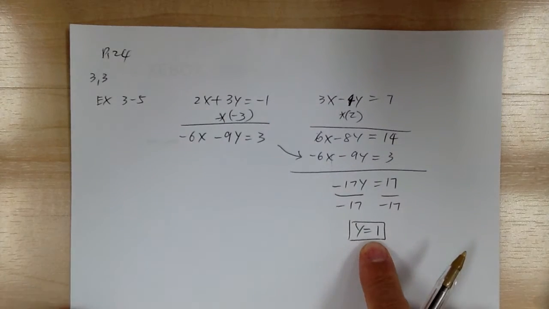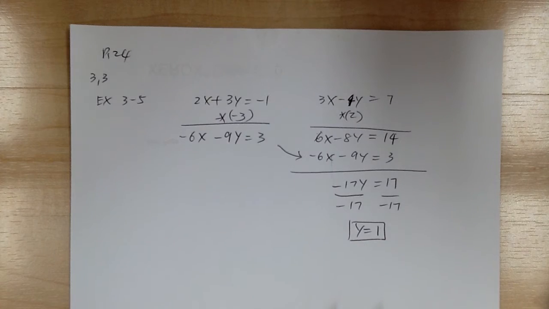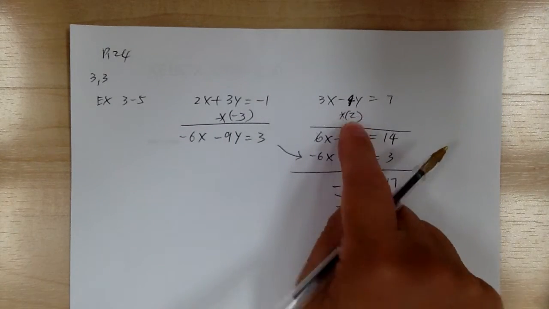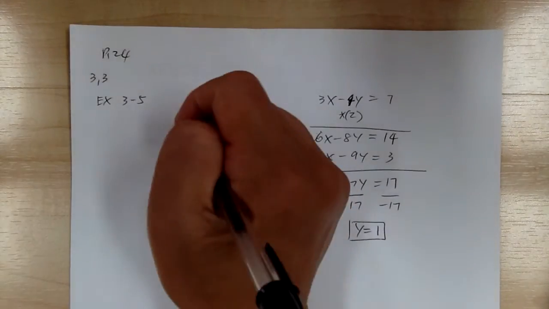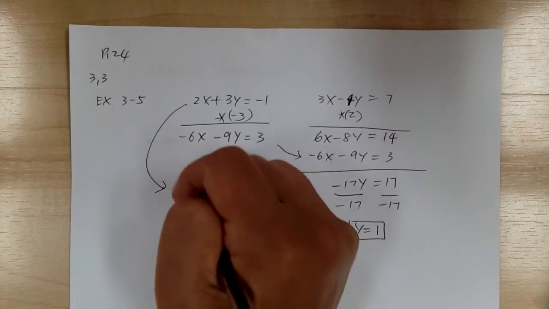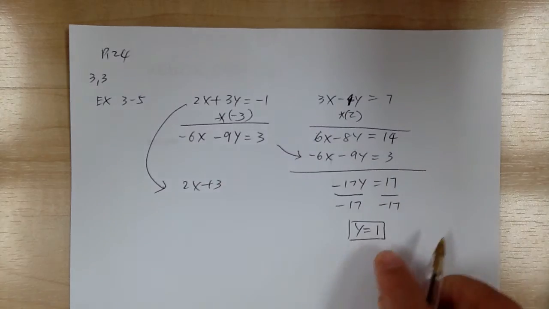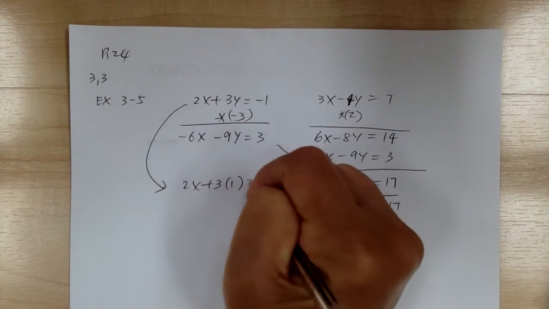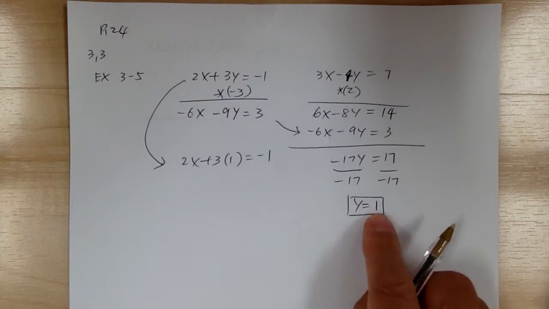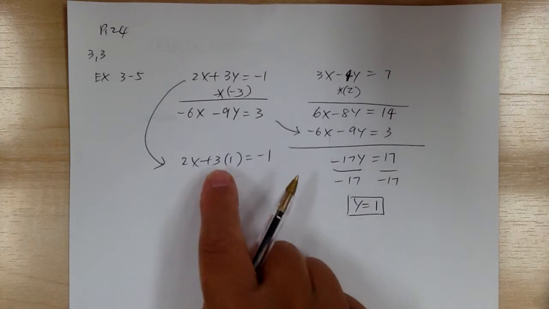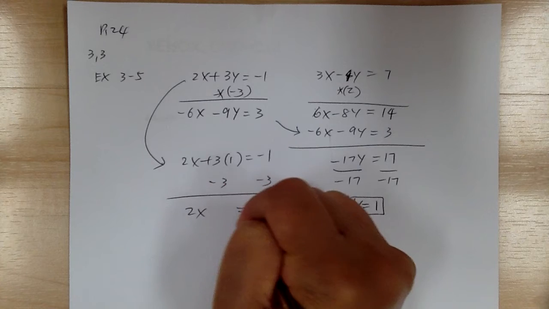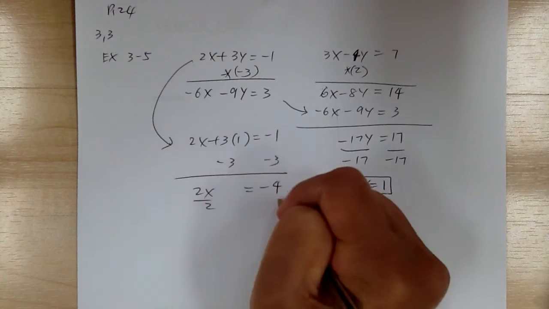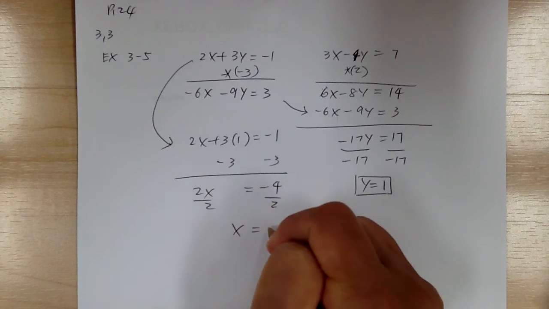And once you find y equal to 1, you can substitute into any one of the equations to solve for x. Okay, so I'm going to use this equation down here. So I got 2x plus 3, substitute. Again, whenever you substitute, put in parentheses, and I'm going to subtract 3 on each side. So I got 2x is equal to -4, divided by 2, divided by 2. So I got x equal to -2.